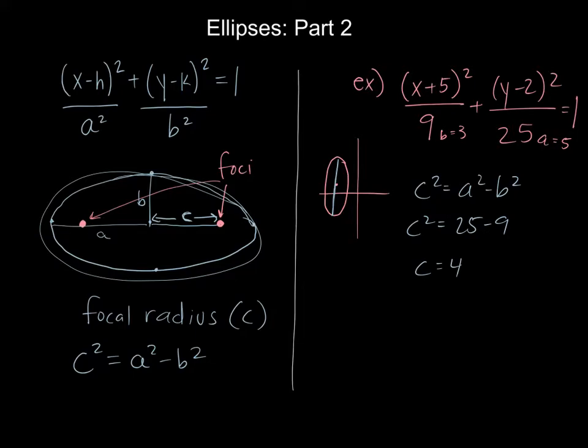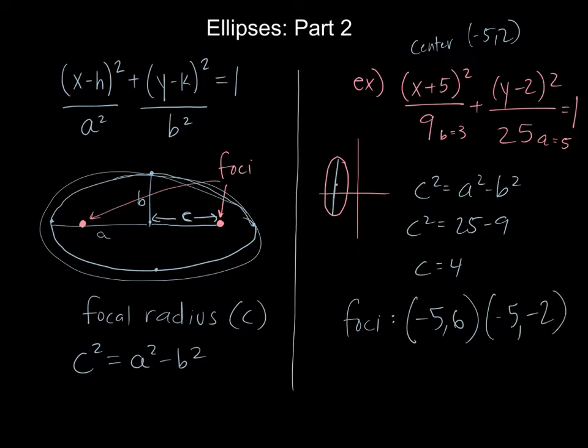So that center was at negative 5, 2. I just need to go up and down 4 spots from there. So my 2 foci are negative 5, 6. That's 4 spots above negative 5, 2. And negative 5, negative 2. That's 4 spots below. So our first in-depth ellipse topic is finding foci, and there's our first example.